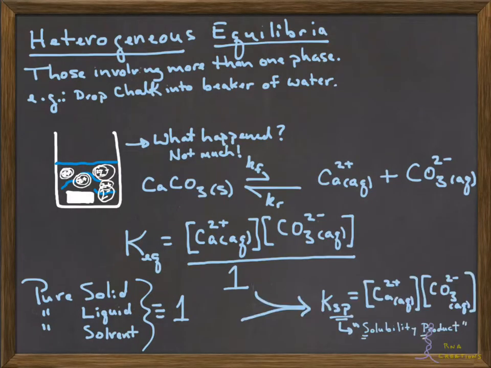So we can then go ahead and write down an expression called the solubility product, or KSP, and that's written down for largely insoluble or sparingly soluble salts, and it's just the numerator in this expression. And the smaller the KSP is, then the less of the ions that are dissolved in solution.